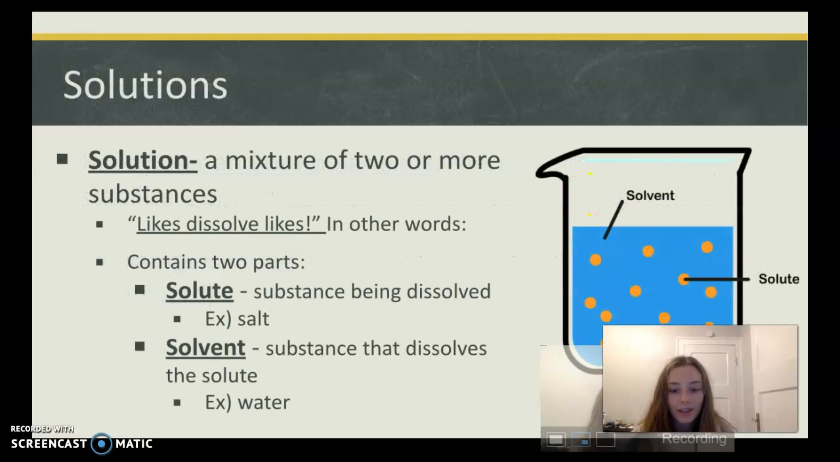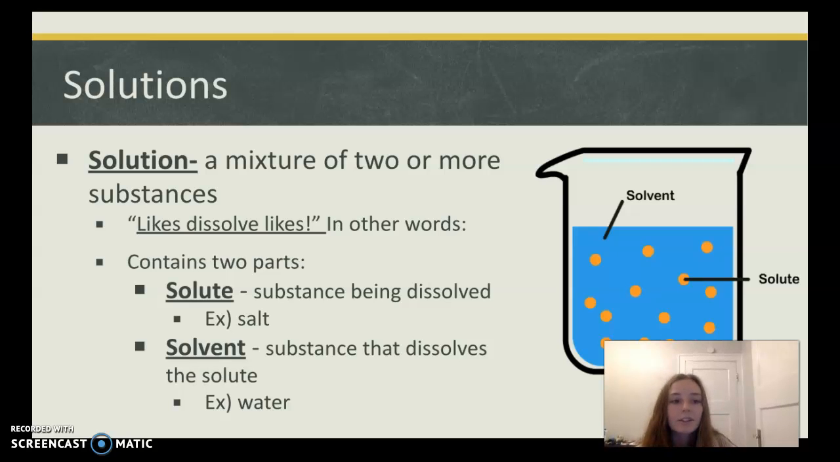So in order to understand this and understand likes dissolve likes, we must know more about solutions. So take a minute, pause the video, and write these definitions down in your notes. A solution is a mixture of two or more substances, and again, likes dissolve likes. So for these to dissolve, we would need two polar substances or two nonpolar substances. And a solution contains two parts. We have a solute, which is the substance being dissolved, and we have a solvent, which is the substance that dissolves the solute. An example of a solute would be salt, and solvent is water if we were talking about salt water.